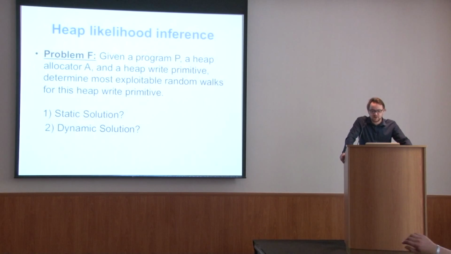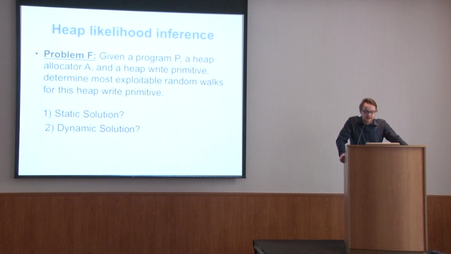Heap likelihood inference. I'm going to go really fast on this one because I've talked about it already with the Markov heap modeling. Given a program P and a heap allocator A, let's say you have a write primitive, you have a chunk that you can overflow. What is the most exploitable random walk for the heap write primitive? By random walk, I mean what is the sequence of heap primitives that you have to execute that gives you the most probability of reaching an exploitable state? That's exactly what I said when I was talking about the Markov Chains and others.